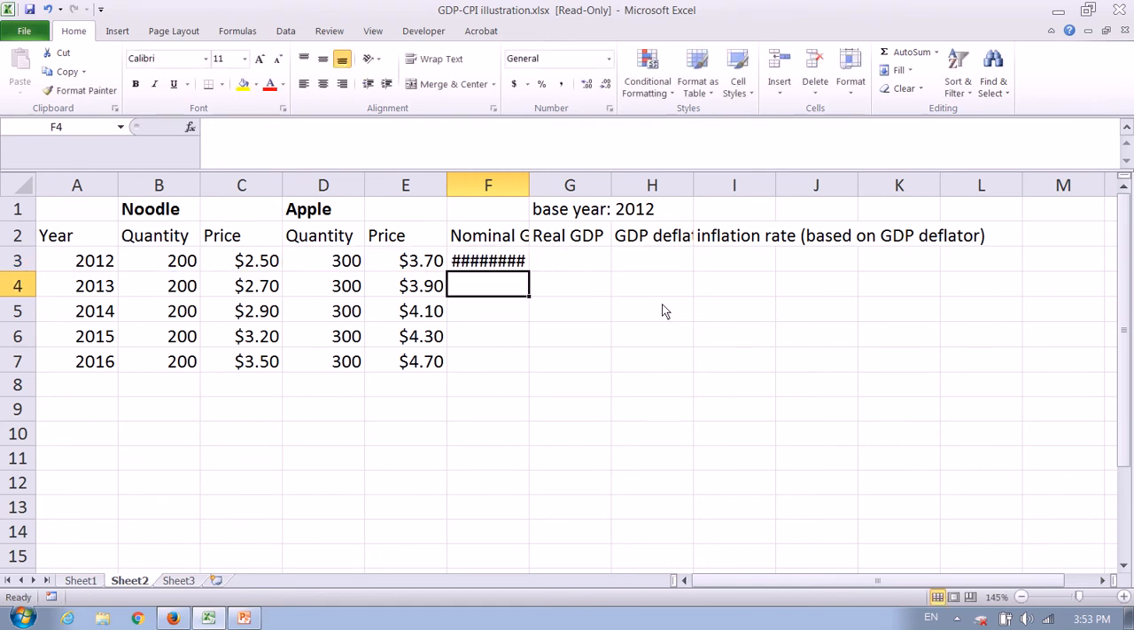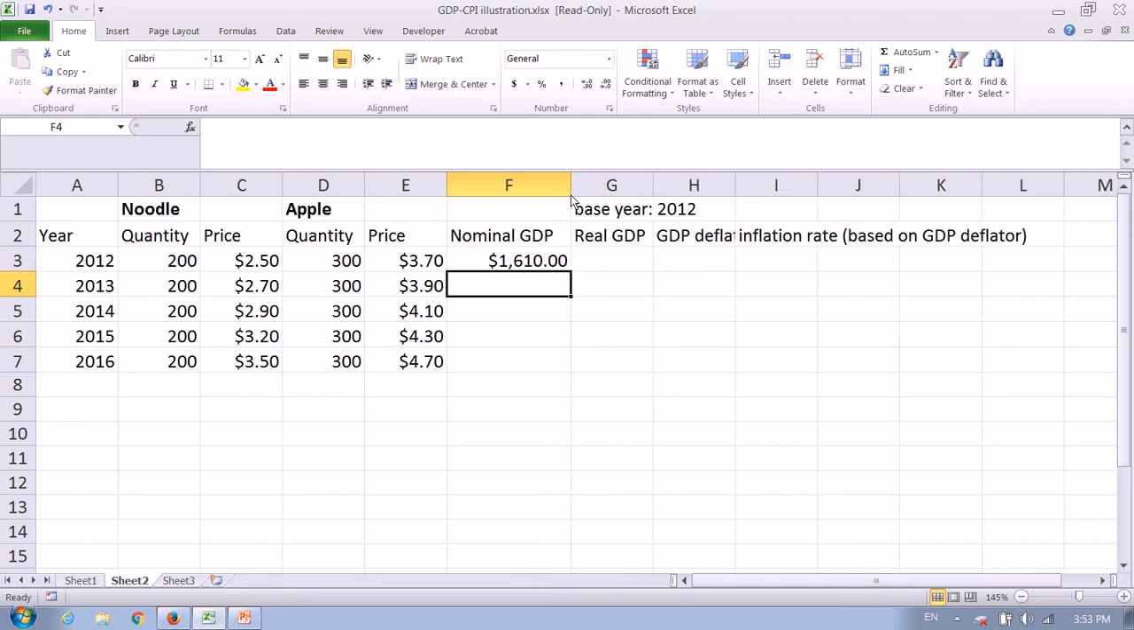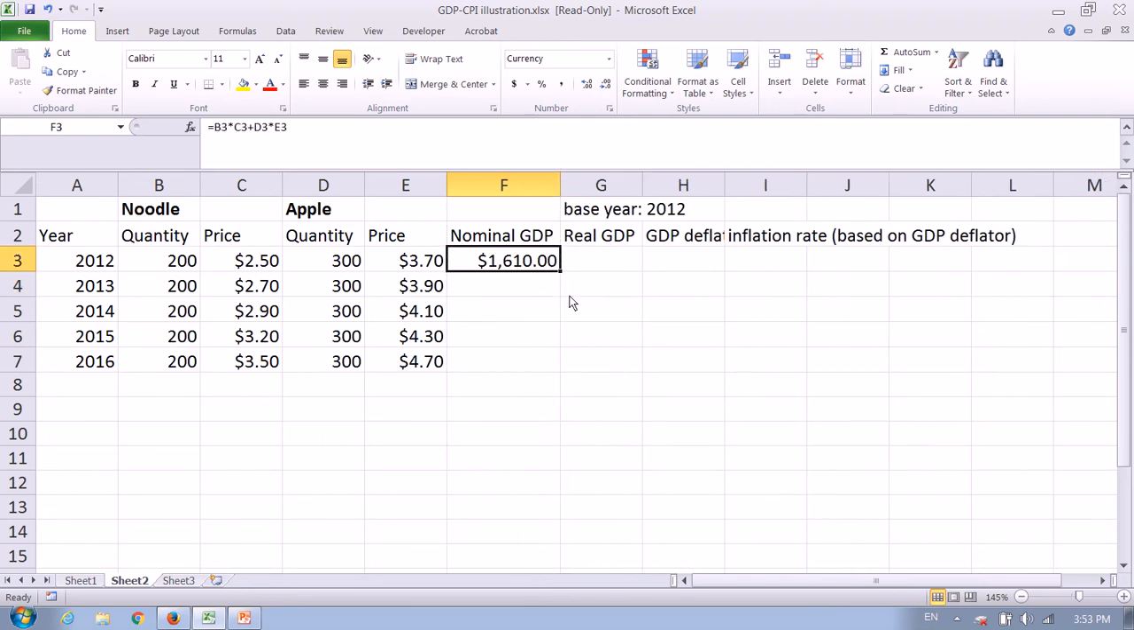Let's do it for each year. And we see that nominal GDP increased from $1,610 in year 2012 to over $2,000 in year 2016. And you should know that here the increase in the nominal GDP is 100% due to the price increase. In real terms, the economy does not change.